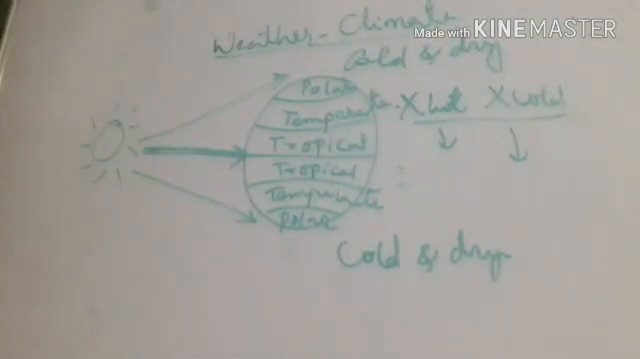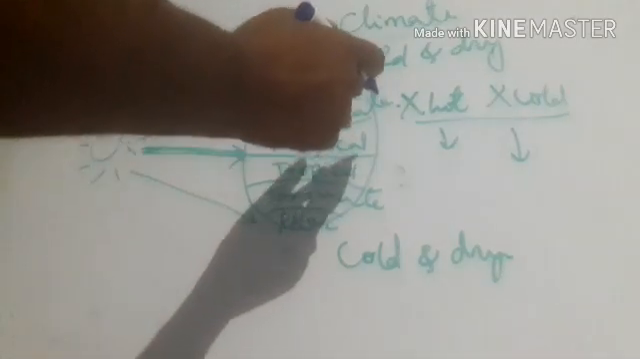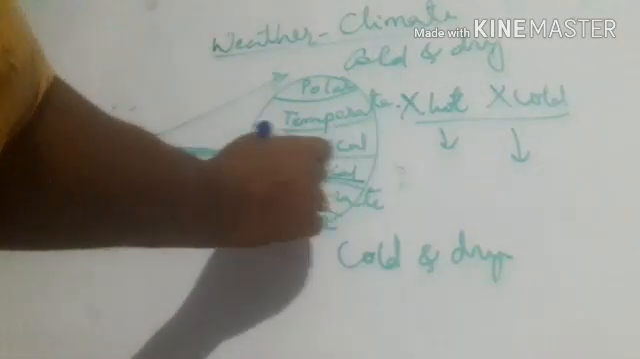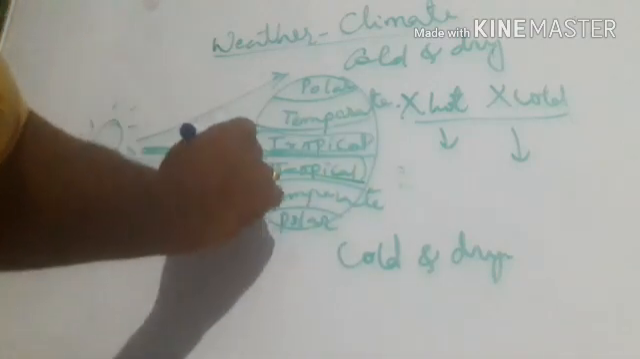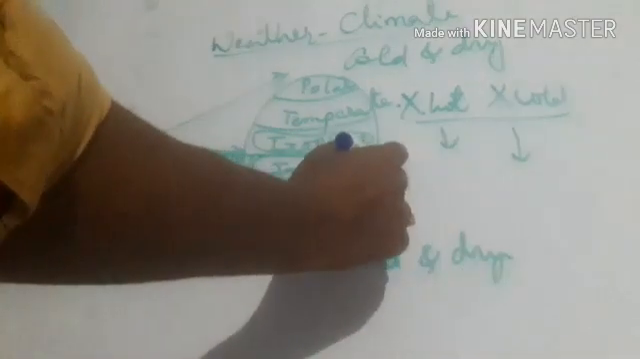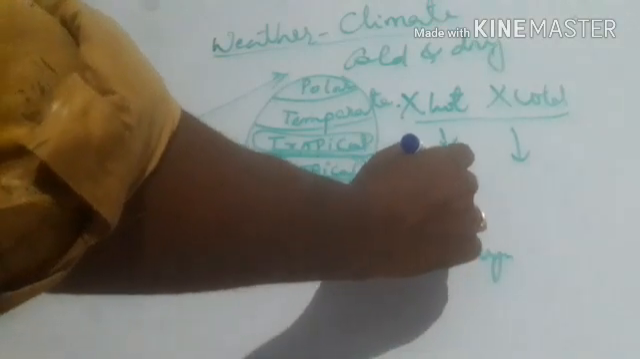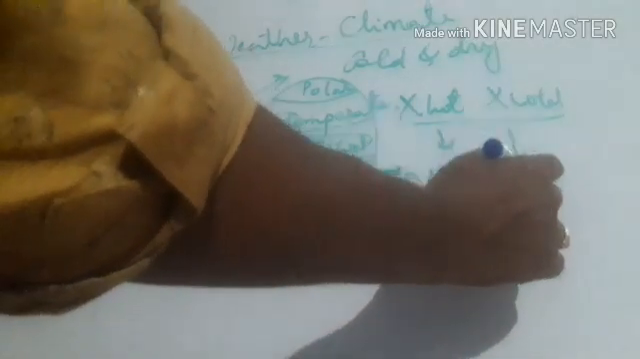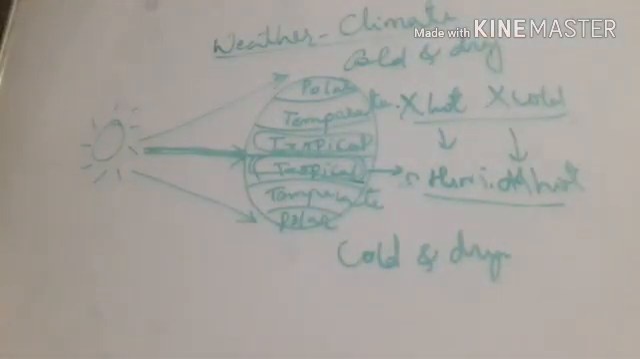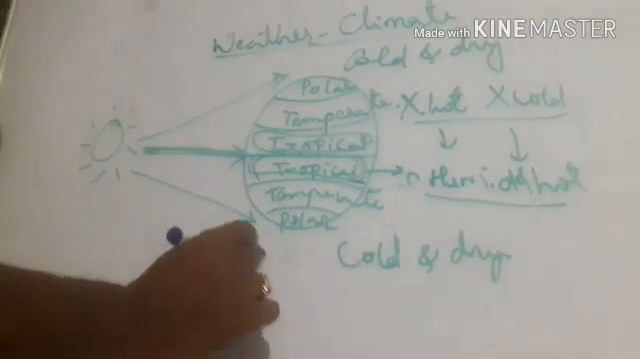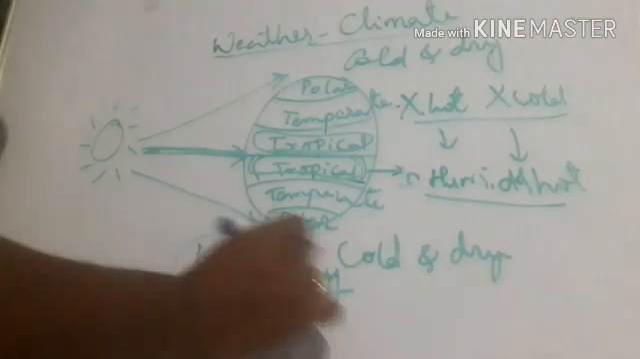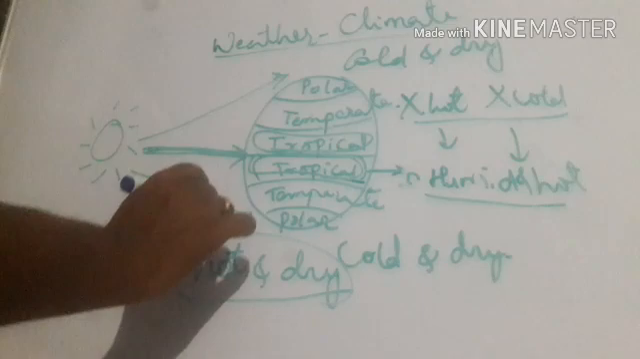Next come to the tropical region. Here the tropical climate is a very hot and humid area because it receives heavy rainfall. It is always hot and humid. Whereas the next region is the desert. It is completely opposite to the polar region, that is, it is very hot and dry. Which one? The desert area. The desert area is very hot and dry.